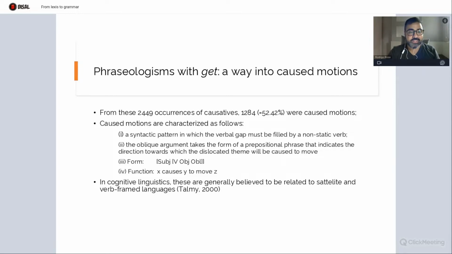So in cognitive linguistics, these are generally believed to be related to satellite and verb-framed languages. This is by Talmy, a slightly different perspective because this perspective defends patterns of lexicalization, okay? Not necessarily a constructional perspective.